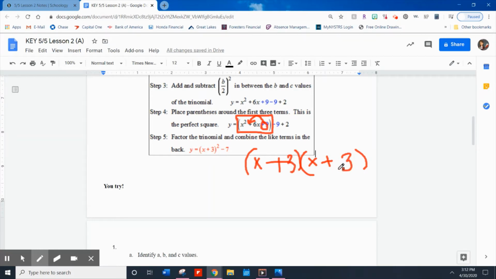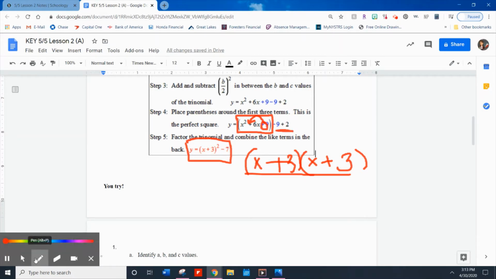So you can see these numbers in here are always going to be the same when you complete the square, because do you see how they rewrote it? They rewrote it as x plus 3 squared, which is what that is. Now, if you're wondering where this -7 came from, remember we still had the -9 and then the constant. We just simplify that. -9 plus 2 gives me -7.